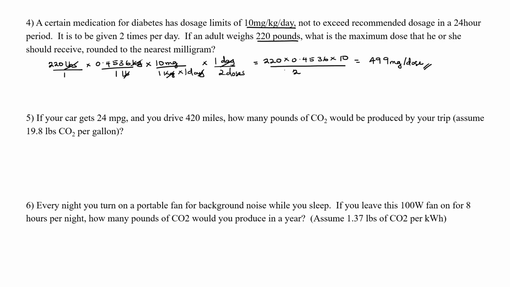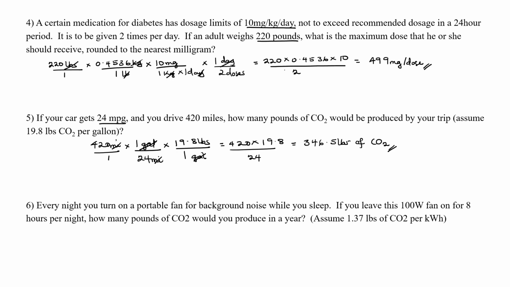We have 420 miles as the distance. If the car gets 24 miles per gallon, then we can write this as an identity ratio as 1 gallon over 24 miles, because we want to determine how many gallons of gas you end up using if you travel this distance. Once we know how many gallons, we can multiply that by our conversion factor, because we know for every gallon of gasoline that is burned, 19.8 pounds of CO2 is released. And so we can cancel out our units and then multiply and divide.